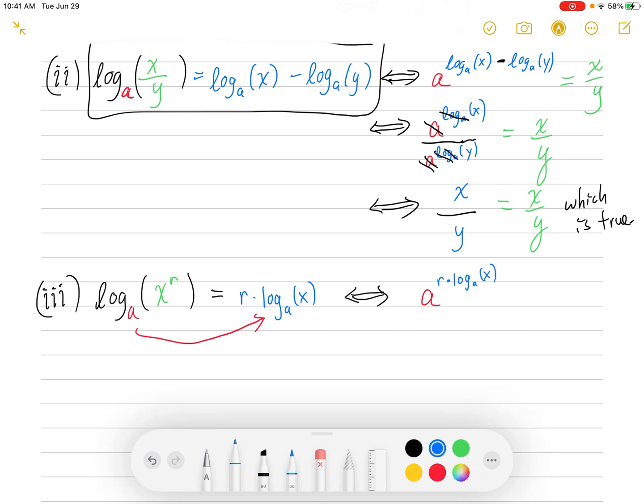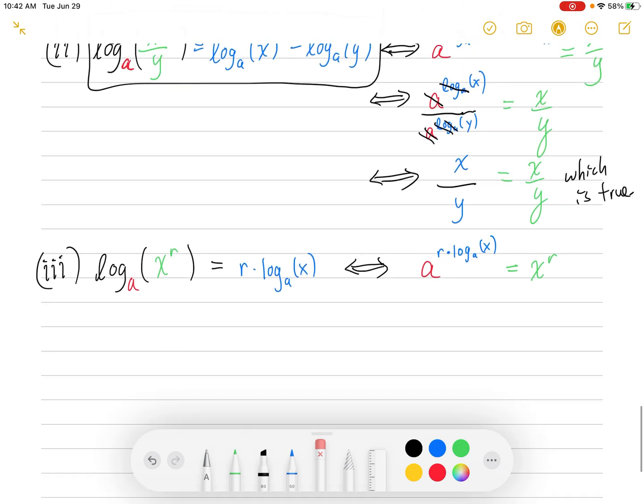This is what we want to show is true. So to show this is true, we're going to start with the exponential base a in red and raise that to the blue, r times log base a of x. And you complete the circle, you go back to the argument of the first log, and you get x to the r. Now if this thing on the right-hand side checks out to be true, then that means our original property was true. Let's see.